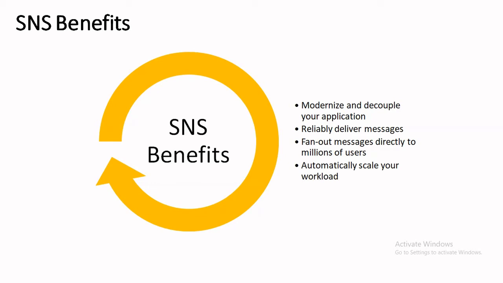Third is fan out message directly to millions of users. Amazon SNS enables us to send messages or notifications directly to the user with SMS text messages to over 200 countries, mobile push on Apple, Android and other platforms, or email, that is SMTP. Amazon SNS provides redundancy across multiple SMS providers and allows us to push mobile notifications using a single endpoint for all platforms. Finally, automatically scale our workload.